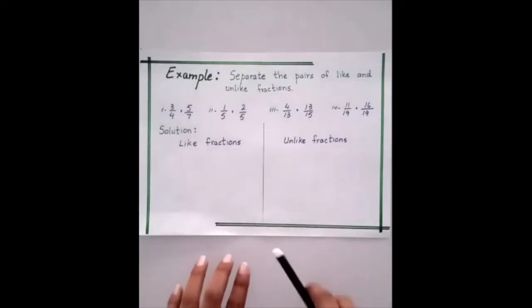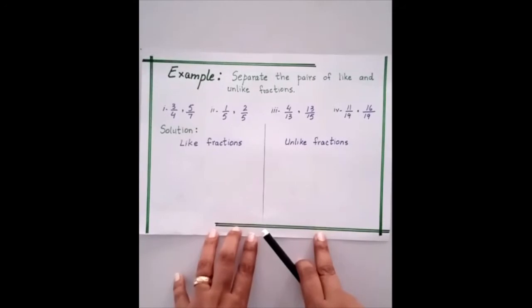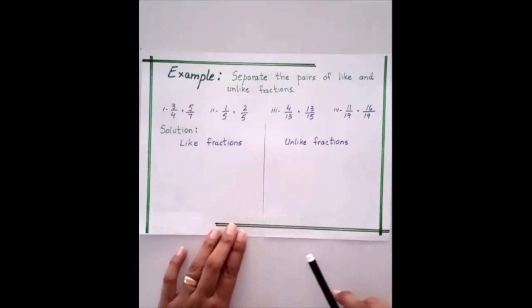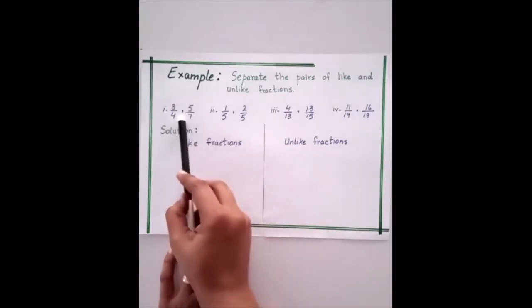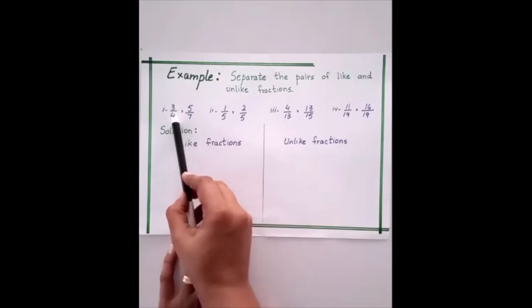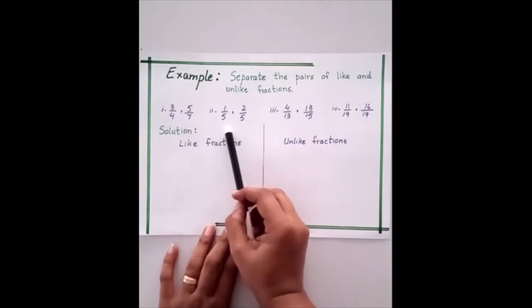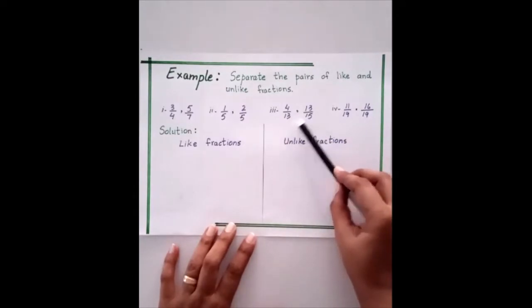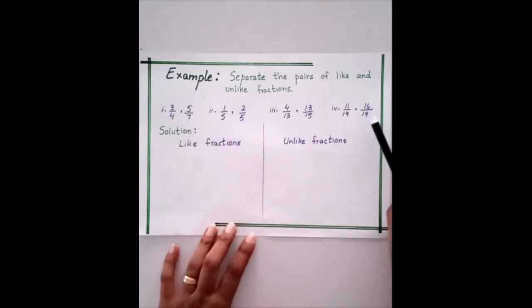Alright students, here are the examples of like and unlike fractions. We will do some sums here, and you will clearly understand how we know which are like fractions and which are unlike fractions. Over here you can see one sum: number 1, 3 upon 4, 5 upon 7. Number 2, 1 upon 5 and 2 upon 5. Number 3, 4 upon 13, 13 upon 15. Number 4, 11 upon 19, 16 upon 19.